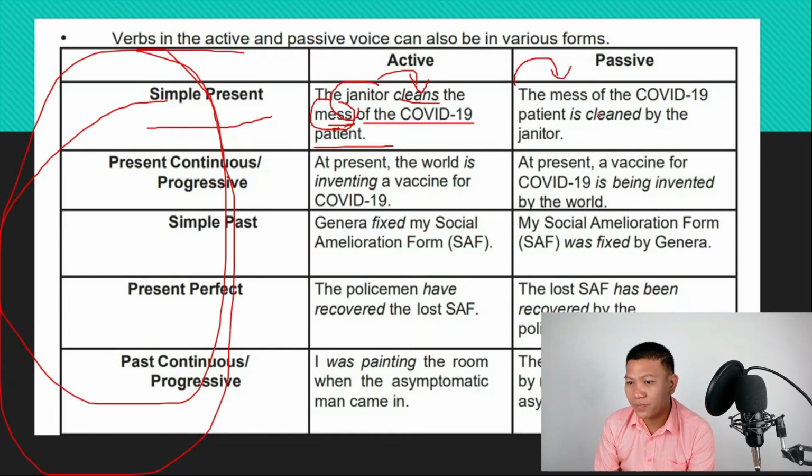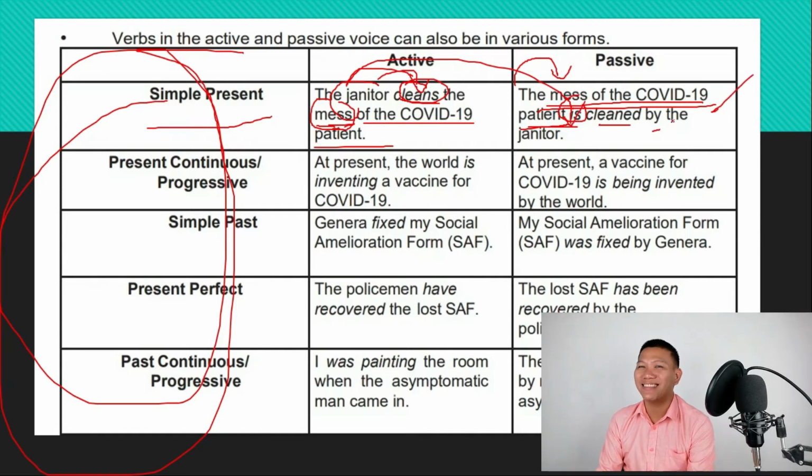The mess of what? Of COVID-19 patient. And then this is present form, so we use either am or is. We don't use am because there is no pronoun I here, so we will use is, since mess is taken as singular. The mess of the COVID-19 patient, okay, is, and then past participle form, cleaned, and then by whom? The janitor. You get it? Okay. So we use is because single present tense.